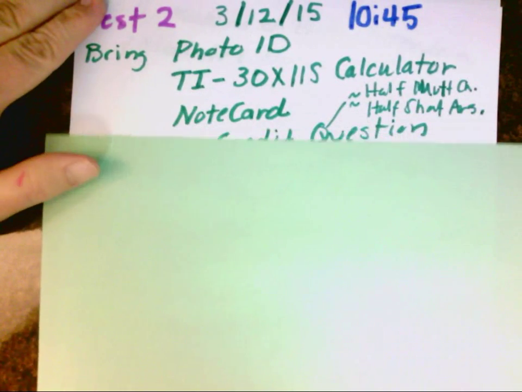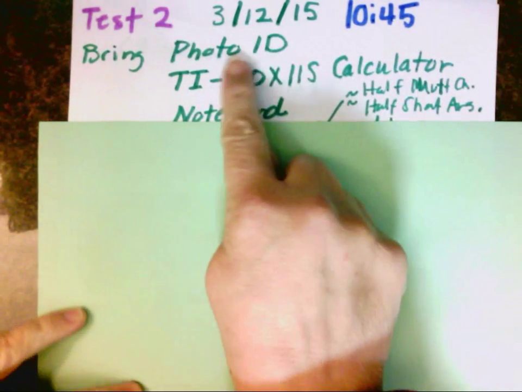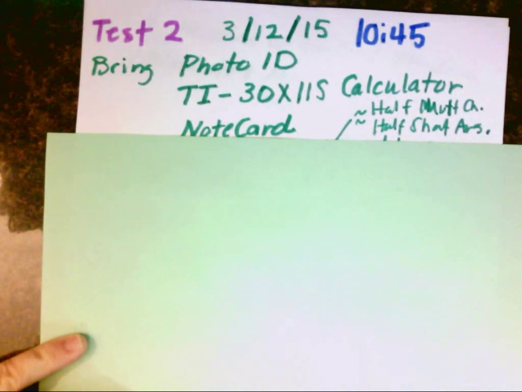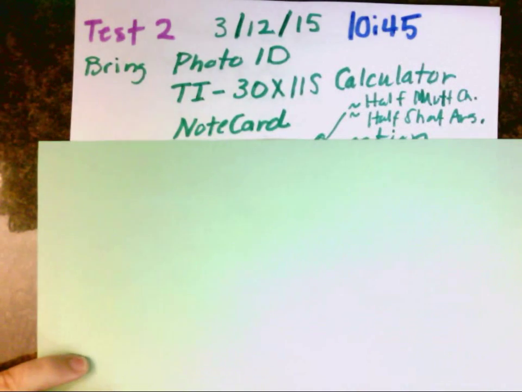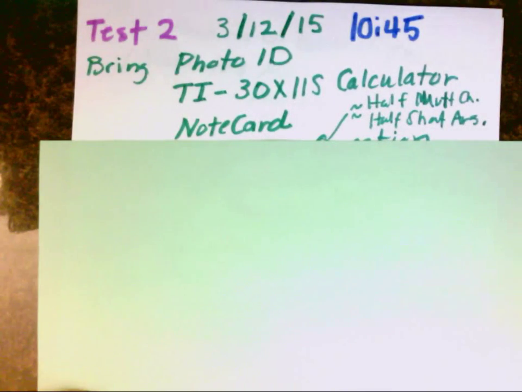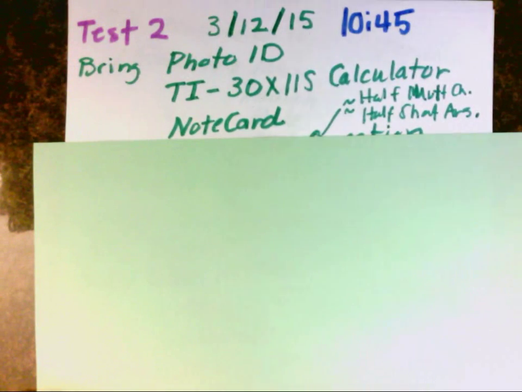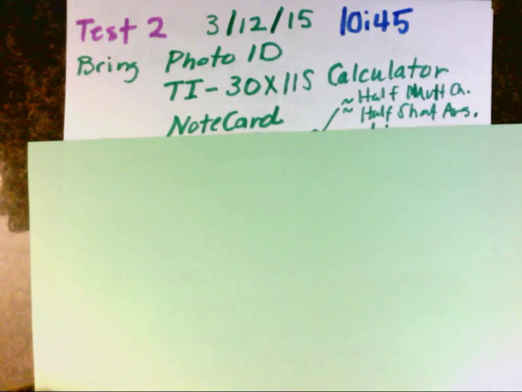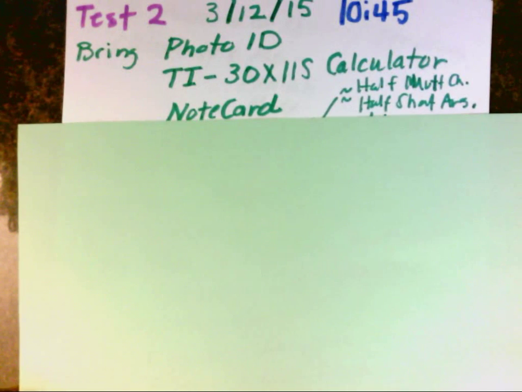You need to remember to bring your photo ID, preferably EKU if it has photo, or your driver's license, and a TI-30X2S calculator. These are the only calculators that are allowed, and you must have one. You want one at the test, and I will not be able to let you check any out this time, so you'll need to bring that.